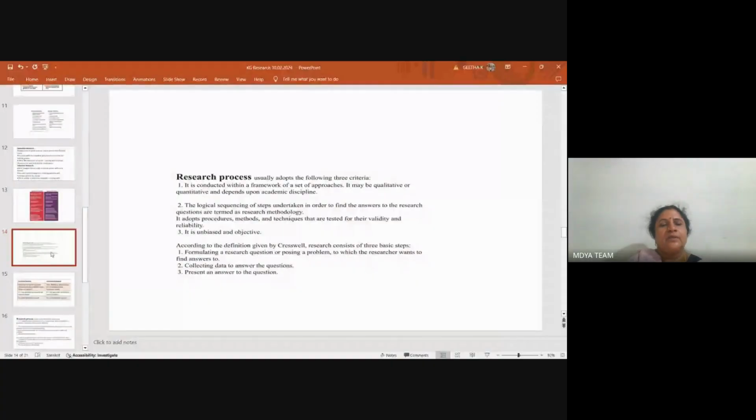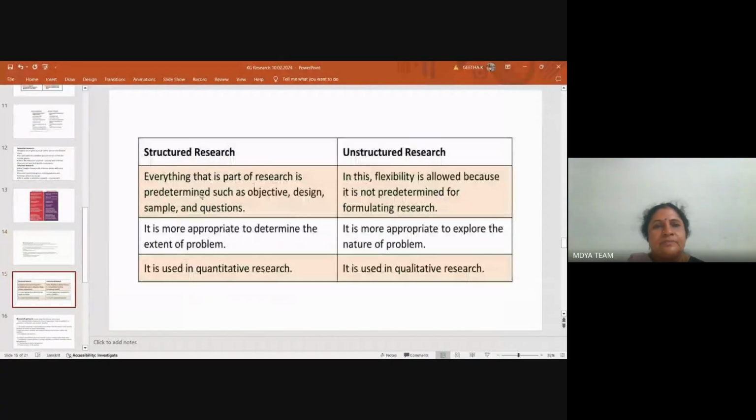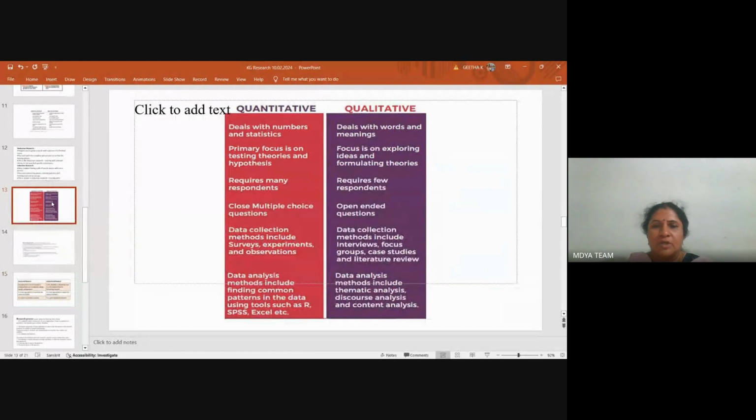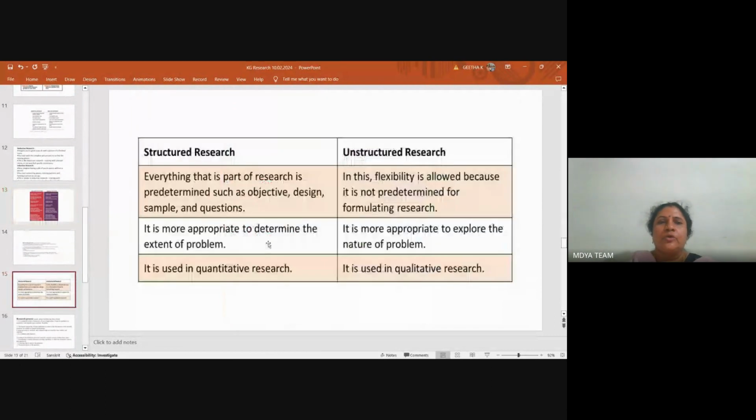So here we have to see what is structured as well as unstructured. We have seen now in quantitative, we said something is structured and something is not structured, right? So we should know what is structured as well as unstructured research. With the very name itself, you can understand everything is predetermined. What is the objective of the research? What is going to be the research design?